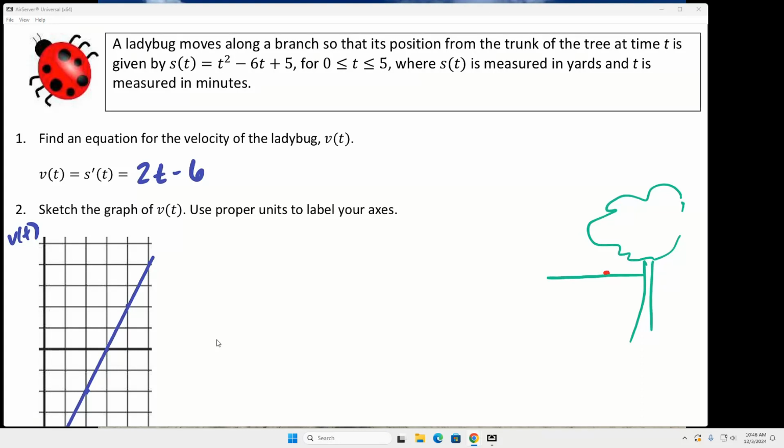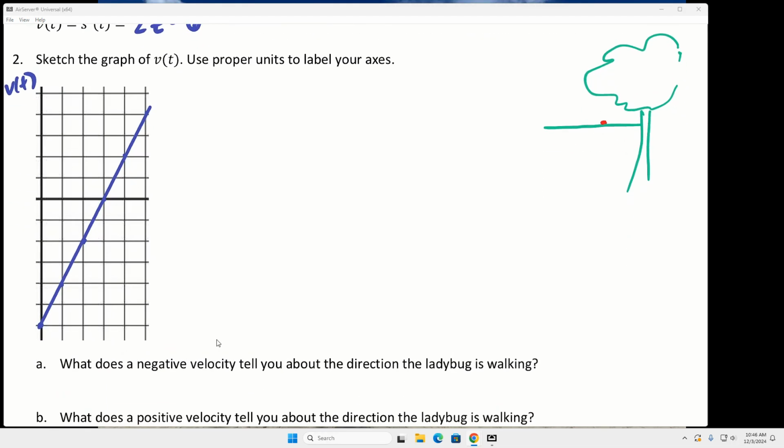All right, so I saw everybody had the right derivative or velocity, had the right graph, and just know that the original one gives the position that the ladybug is from the base of the trunk, right? And the ladybug is moving back and forth on that branch. Okay, so if we do have a negative velocity right here, what does that mean about the direction the ladybug is walking?